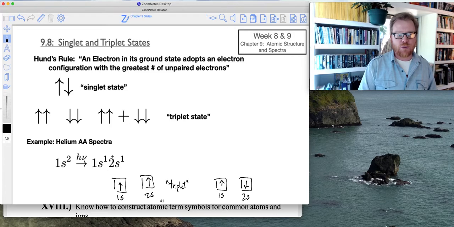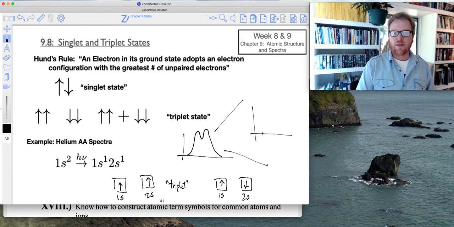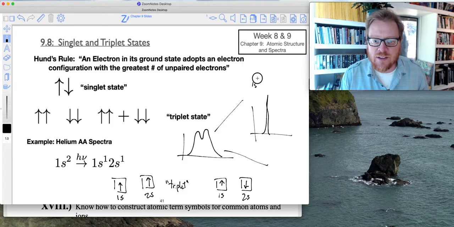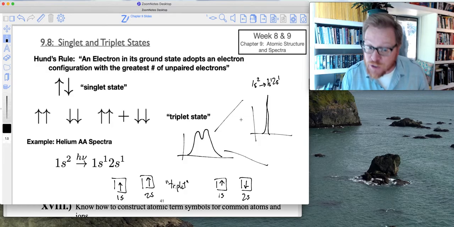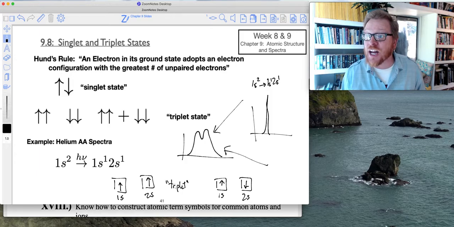And what's pretty cool, when we observe this helium AA spectra, you have to have a really high resolution to do it, but you get a doublet. If we zoom way out on that peak, I might just have a really sharp looking peak, like one single transition corresponding to this 1s2 going to 1s1, 2s1. But if I were to zoom way in on that, I would actually see that there is a doublet.